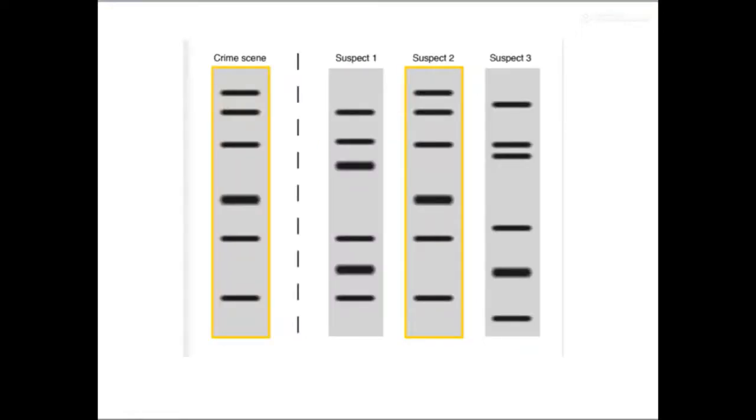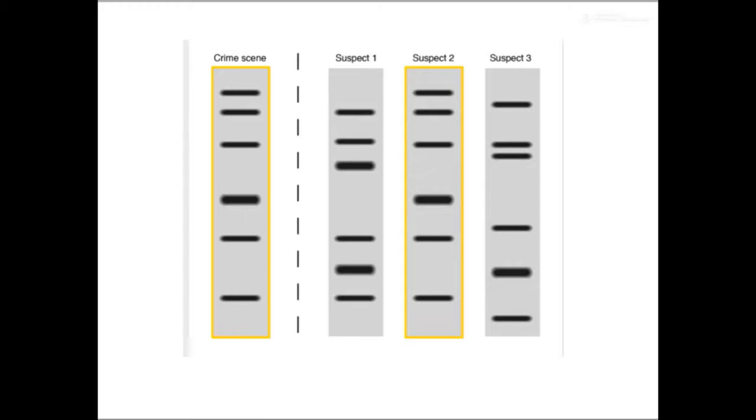If you have a look at this particular picture, even if you don't know what fingerprinting is, when you analyze it you can identify that there are three suspects and there is a crime scene, and based upon the band pattern obtained from the crime scene as well as from these suspects, you can say that suspect two was present at the crime scene.